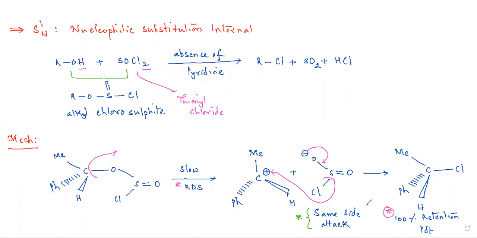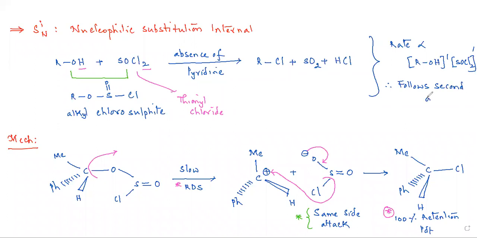In the absence of pyridine, it is SNi. In the presence of pyridine, it is SN2. We know that. See, in this case, rate can be given as directly proportional to the concentration of alcohol to the power 1, even thionyl chloride to the power 1. Therefore, it follows second order kinetics.